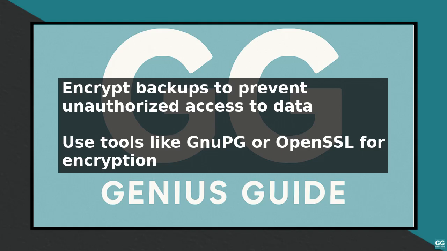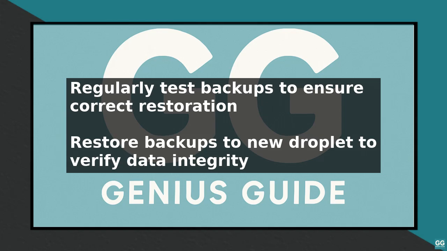In addition to automatic backups, consider creating manual snapshots of your droplet at critical points, such as before making significant changes or deploying new code. This provides an additional layer of protection and allows you to easily restore your droplet to a previous state if needed.